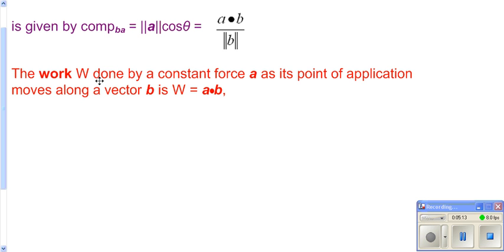Now we'll go ahead and look at work. Remember, work is force, which we're calling vector A, as it's done in a particular direction, which is D. So work is force times distance, or the dot product of the two vectors.